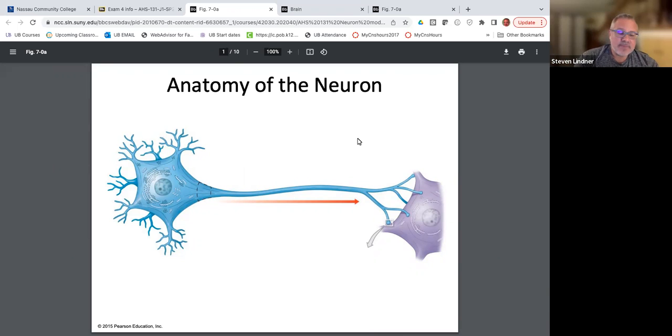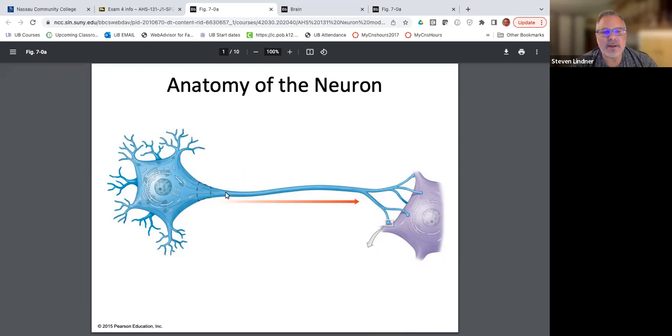Things like Schwann cells, oligodendrocytes, satellite cells, microglial cells, ependymal cells, astrocytes. Those are neuroglial cells. We're going to be focusing on the neuron.